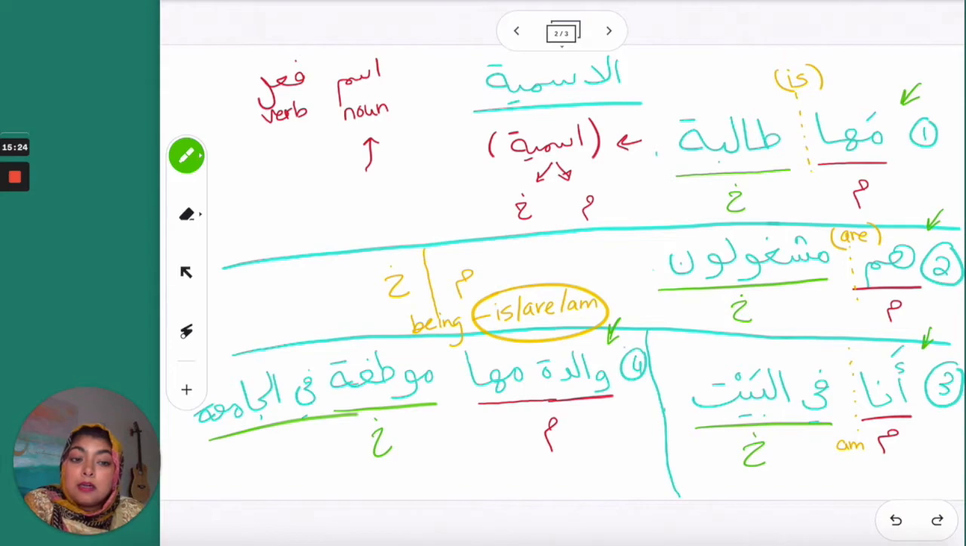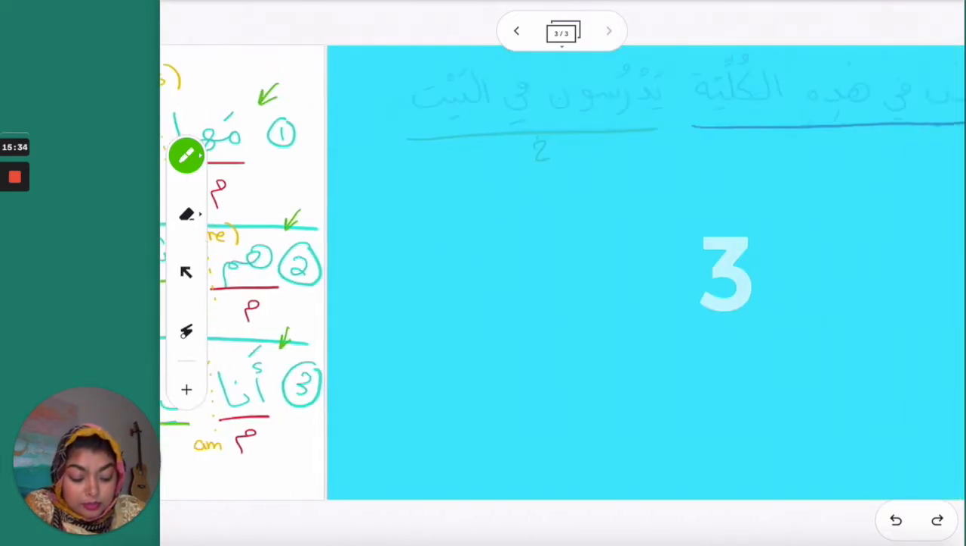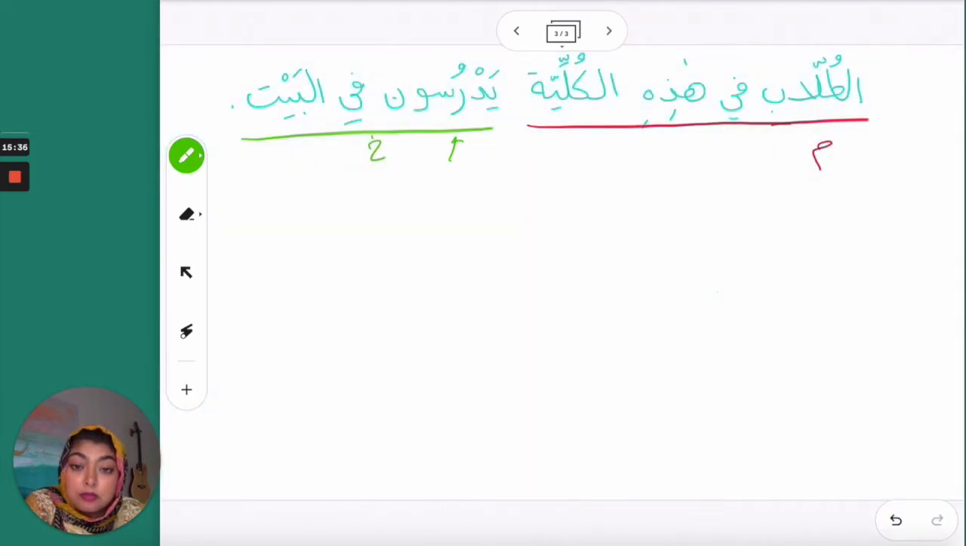But if you look at your khabar, طالبة, that's a noun. مشغولون, that's an adjective. في البيت, that's a preposition. Right? Here you have يدرسون, that's a verb. Your khabar can be anything. It can be a noun, it can be an adjective, it can be a verb, a preposition, it could be any kind of word. Your khabar could be whatever it is, okay, because it's just the information. But your mubtada has to be a noun. That first word in your mubtada has to be a noun. Okay. هذه هي الجملة الاسمية. Okay, so that's جملة اسمية.